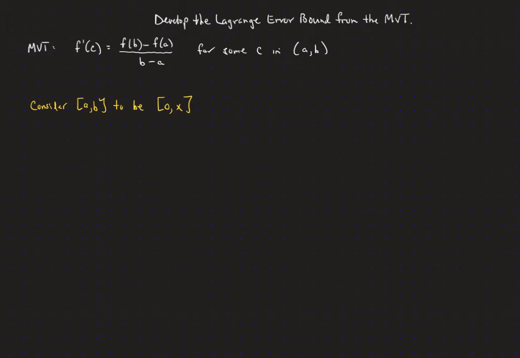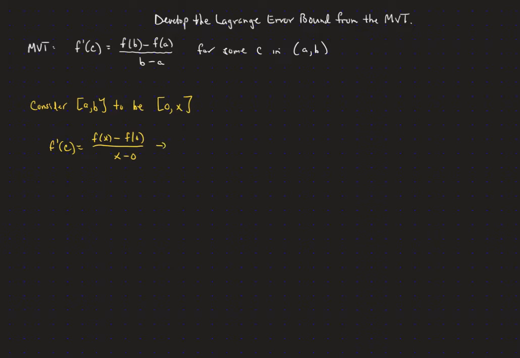Well, we meet those differentiability and continuity conditions with our Lagrange error bound. So let's modify our interval a little bit, and instead of calling it a to b, let's call it from 0 to x, and we'll look at how the mean value theorem could be applied to that. So f prime of c would equal, our f of b is going to look like f of x, our f of a is f of 0, and our b minus a is x minus 0.